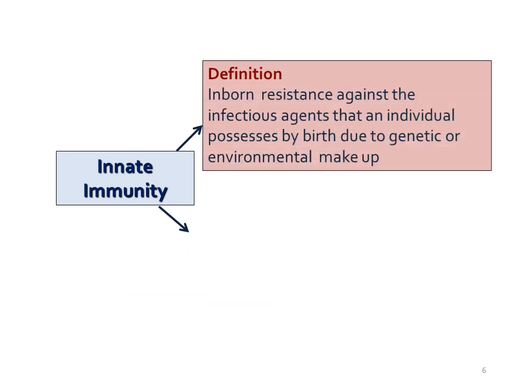And innate immunity, by definition, is an inborn resistance against microbial agents that an individual possesses by birth due to genetic or environmental makeup. That means the individual will have resistance by means of structures or certain cells in the body, which give protection against the microorganisms to which the human being is exposed.